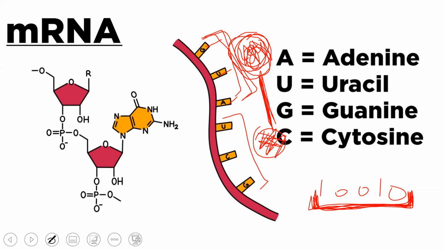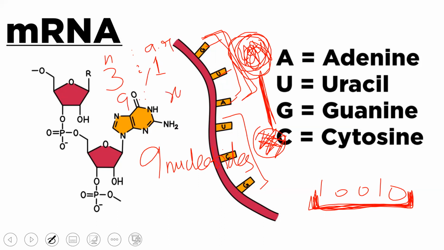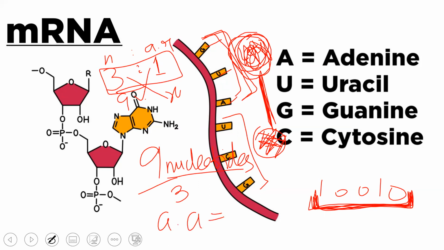So if I tell you a chain of mRNA has 9 nucleotides, how many amino acids does this chain have? It's very simple. If 3 nucleotides give us 1 amino acid, then 9 nucleotides must give us X. And every time this ratio is the same. So all you have to do every time is divide your number of nucleotides by 3. The AA stands for amino acids. So how many amino acids do 9 nucleotides give us? Come on, guys. You're too slow. 3. Thank you.